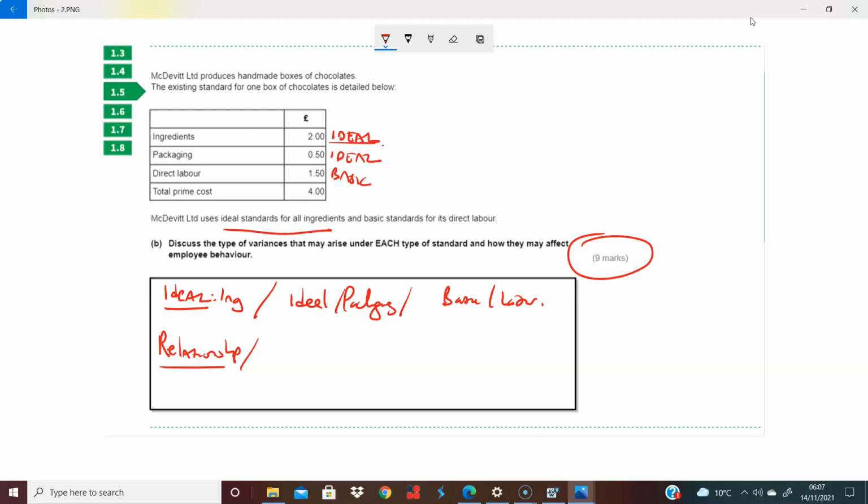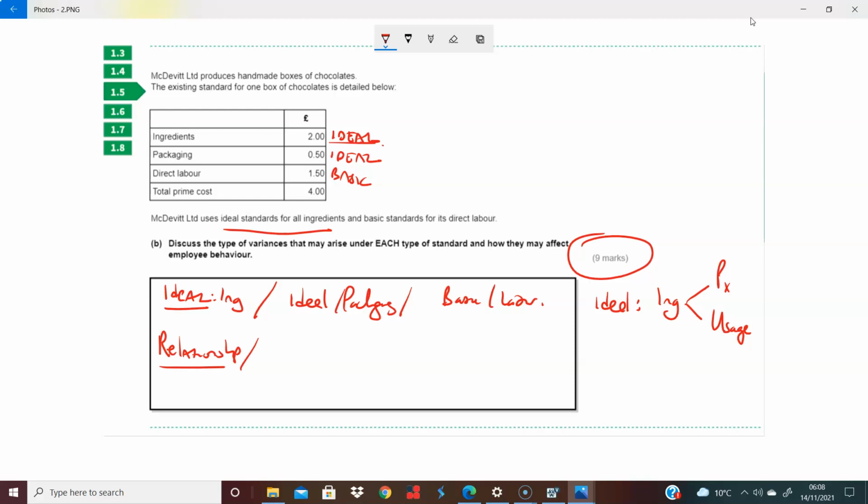But be very clear. You're clearly answering the question. I think that's the problem. You're not just waffling everything all together. You need to be very clear. So let's start. The key point here is that if you have ideal standards for ingredients, remember that ideal standards are to do with what these variances are. This is the question of pricing and usage. So you're using perfect standards for pricing and usage.